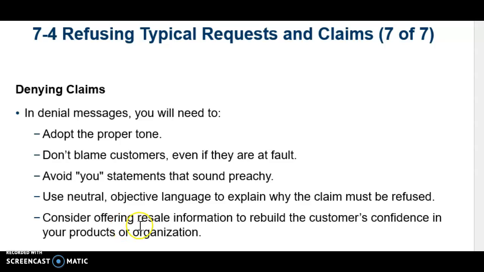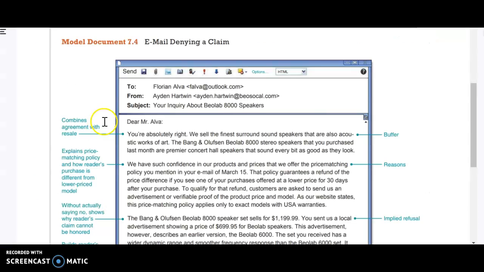And then use neutral, objective language to explain why the claim must be refused. And consider offering resale information to rebuild the customer's confidence in your products or organization. Model Document 7.4 in your book provides a sample denial claim.